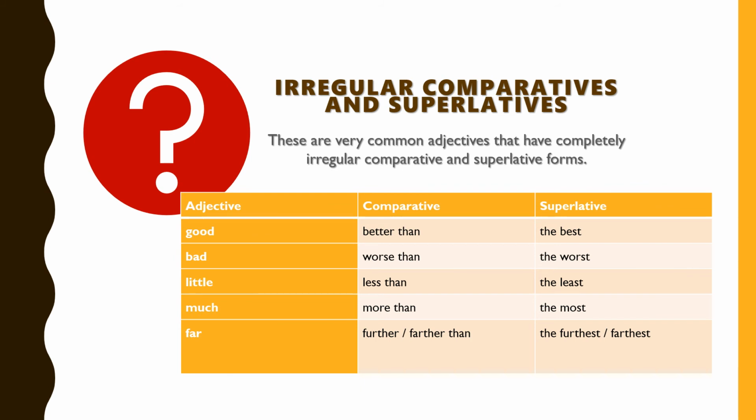Little: less than, and the least. Much: more than, the most. Far: further than, the furthest. And we can write further with U or A. Both of them are right and correct. Further, farther, the furthest, the farthest. Okay?